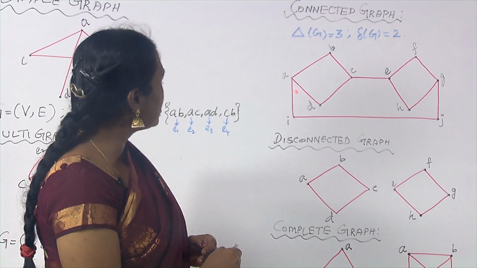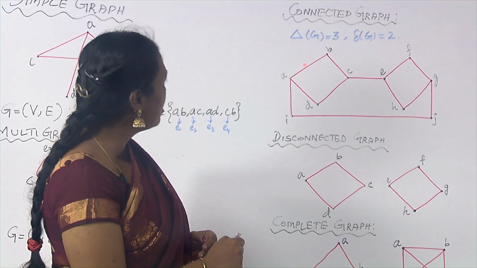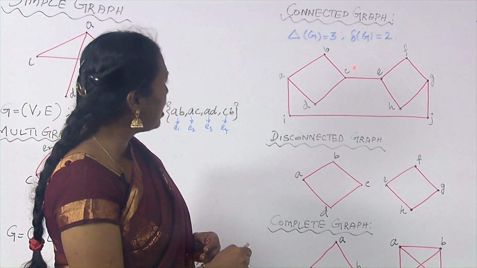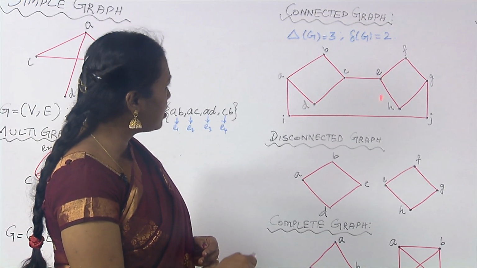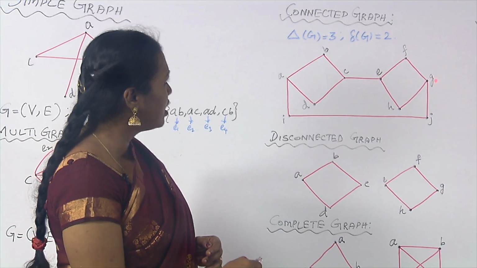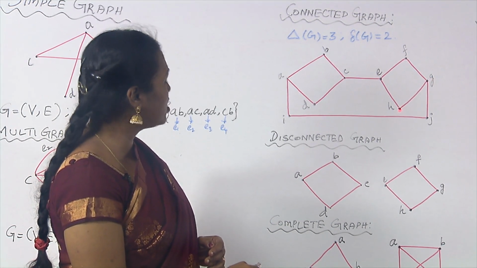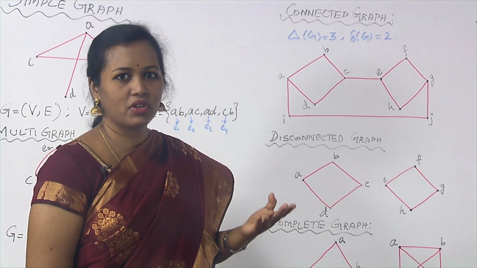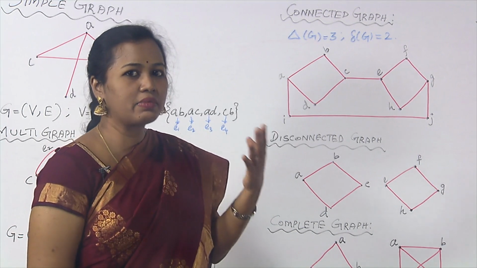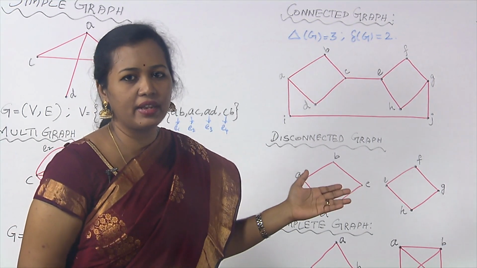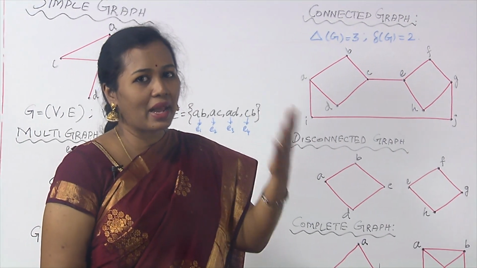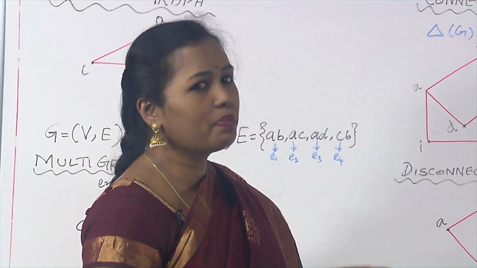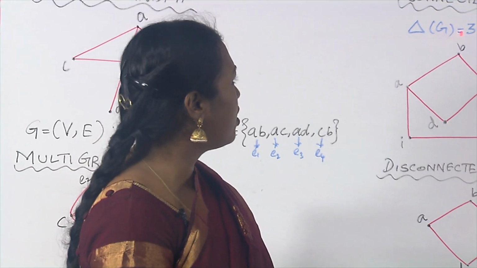So, for every vertex, A has 3 edges impinging on it, D has 2 edges, C has 3 edges, E has 3 edges, F has 2 edges, G has 3 edges and H has 2 edges. So, clearly the maximum degree is 3, because there are several vertices that have degree 3. Suppose you were able to find a vertex with degree 4, then automatically delta of G would become 4, but with regard to this graph, delta of G is equal to 3.